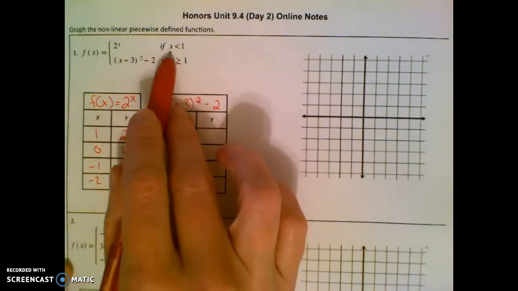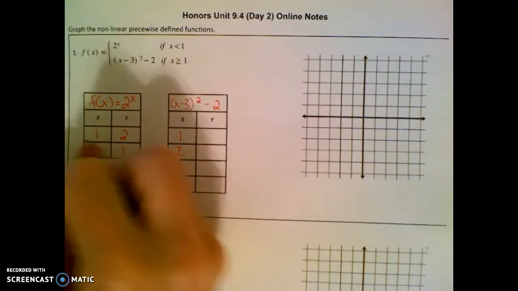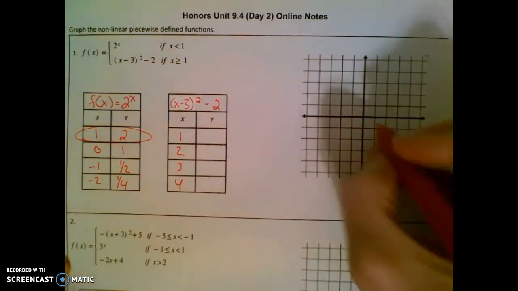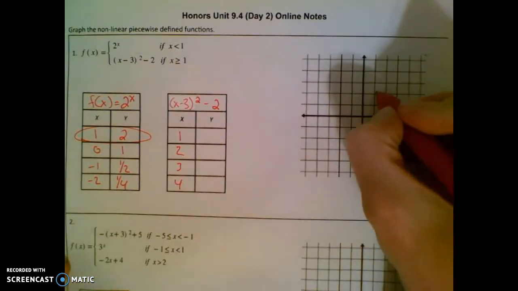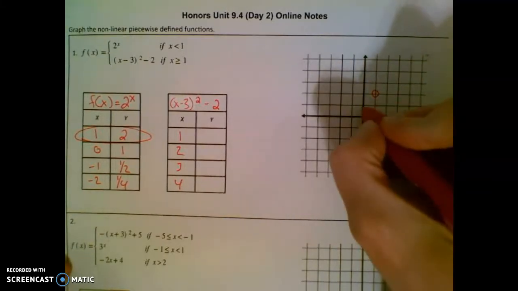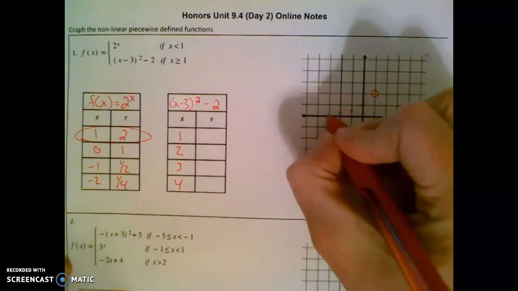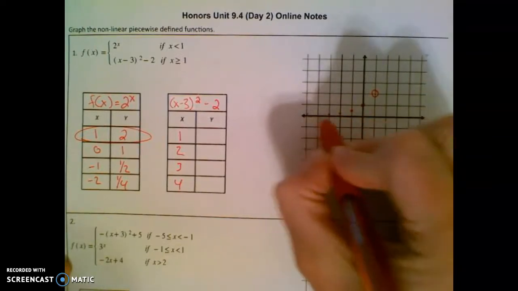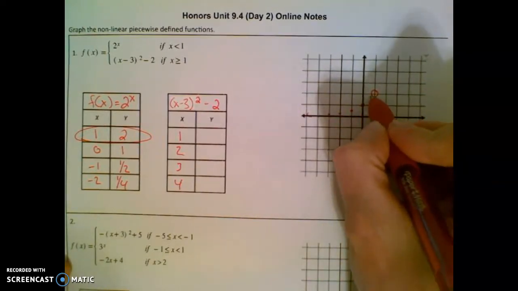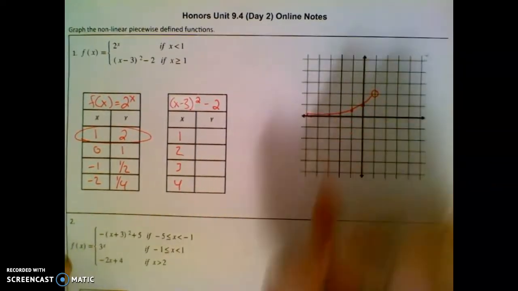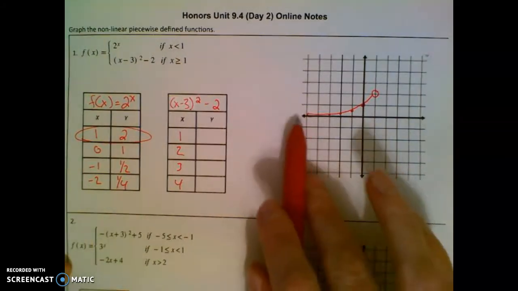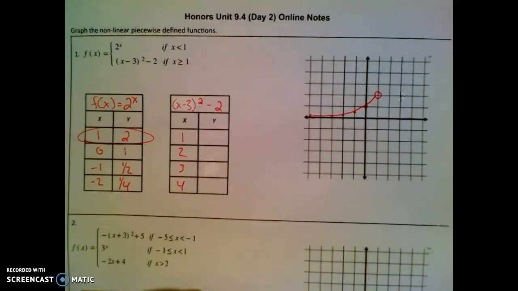And then don't forget, because this guy is less than, he is going to be an open circle at 1, 2. So I'm going to go ahead and do 1, 2, open circle. And then 0 is 1, -1 is 1/2, and 1/4, and then it'd be a 1/8 and a 16th, etc. And it's starting here, so it's going to go to the left. And that's actually going to be an exponential, and it has the asymptote there.